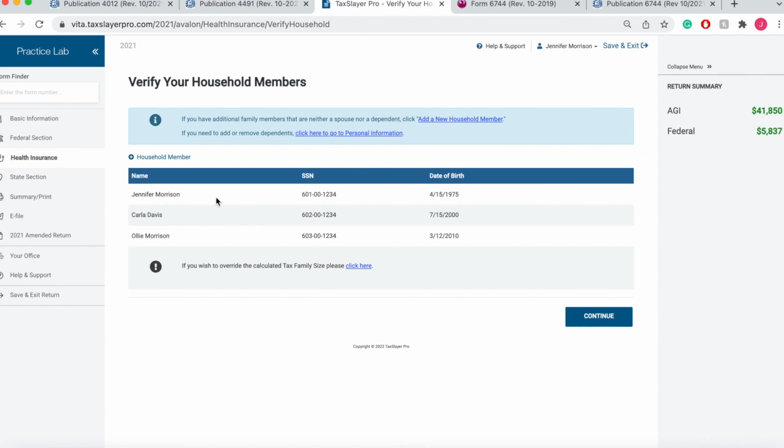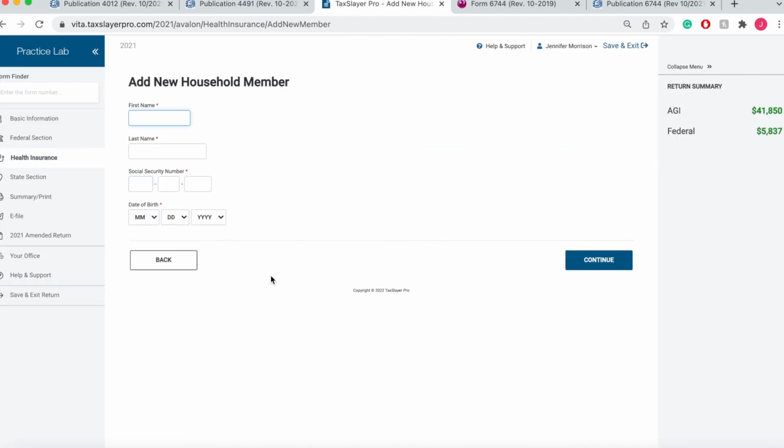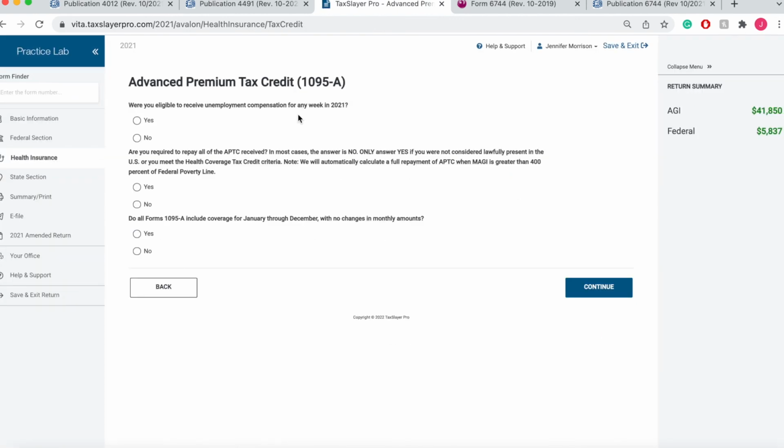And so now we're going to come through here, and you see all of them are entered in here already. Again, if you wanted to add someone, you would do it through this, and you would add the household member this way. We're just going to click continue. And no, Jennifer was not eligible to receive unemployment for any part of 2021.